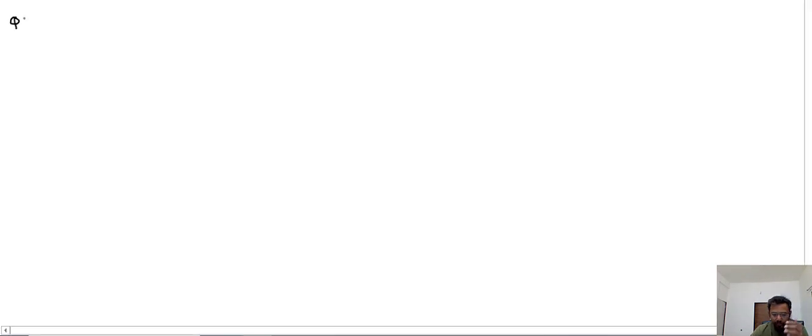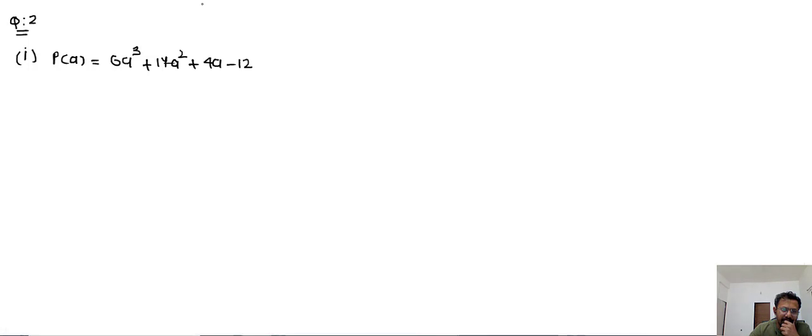We have one polynomial p(a): 6a cube plus 17a square plus 4a minus 12. So how to find the factors in this type of case? First, you take the coefficient of your highest power term and the last constant, and whatever number you get, you have to write the factors of that number with plus or minus. Okay, so now if you multiply 6 and 12, we have to find the factors of 72, the possible factors of 72.